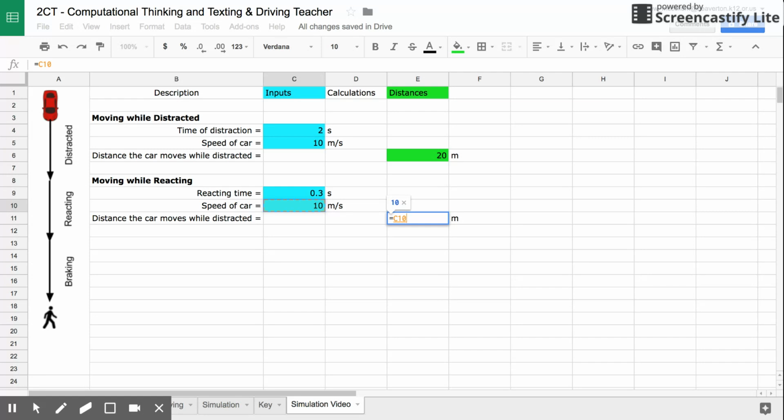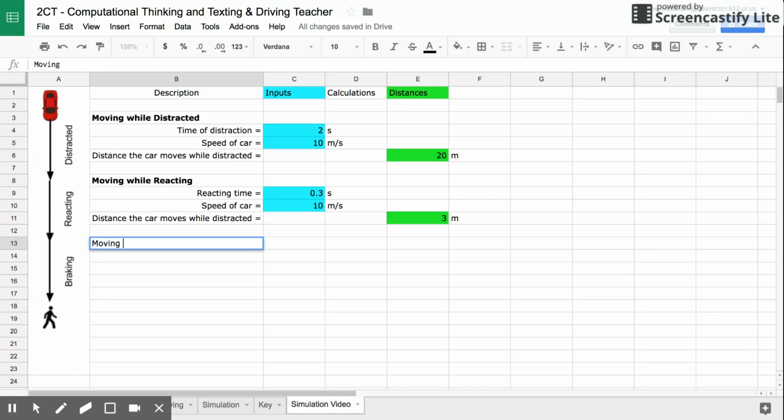So C10 times 0.3. Oops, I missed mine. So I'm going to say 0.3, which was C9. I hit enter, and there's my value. Okay, now we're going to move on to the last and most complicated situation, which is moving while braking.